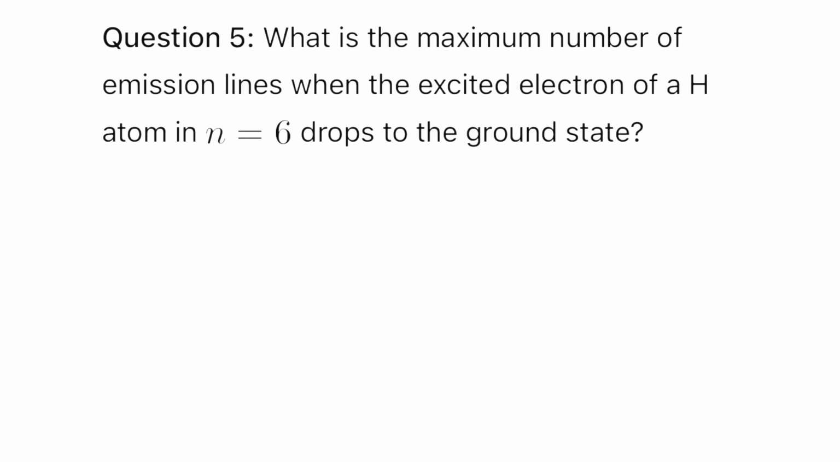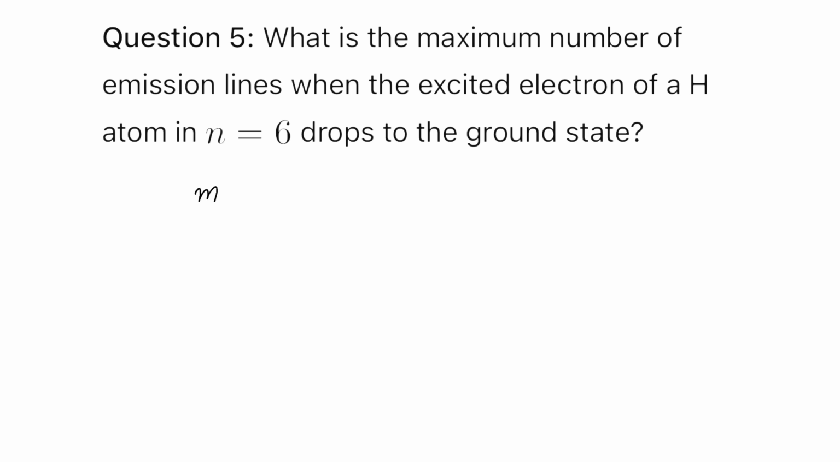What is the maximum number of emission lines when the excited electron of a hydrogen atom in n equal to 6 drops to the ground state? Okay, so here we have to find the maximum number of emission lines. What is given? The n value is given, right? Definitely, an electron on a higher shell will come back to the lower stationary shells, right? On doing so, what will they do? They will emit radiation. How many such emissions are possible if the electron is on the 6th shell or the nth shell? Okay, I will give you a simple trick.